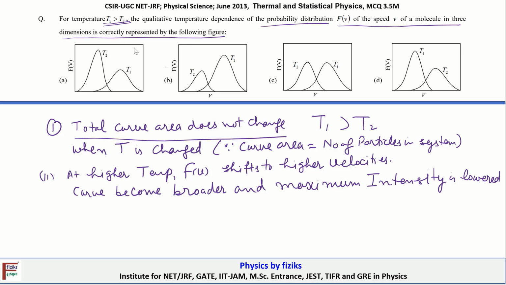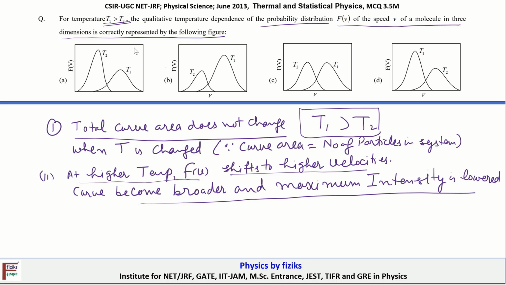Just by taking a look at the graph, sometimes it doesn't become clear exactly, but there is another hint here. At higher temperature, the Fv curve shifts to the higher velocities. Here we have T1 larger than T2, so the curve at temperature T1 should be shifted to the higher velocities. Here we have three such curves. Here the curve at temperature T1 is shifted to the higher velocities. But at the same time, let's see which curve satisfies another condition.